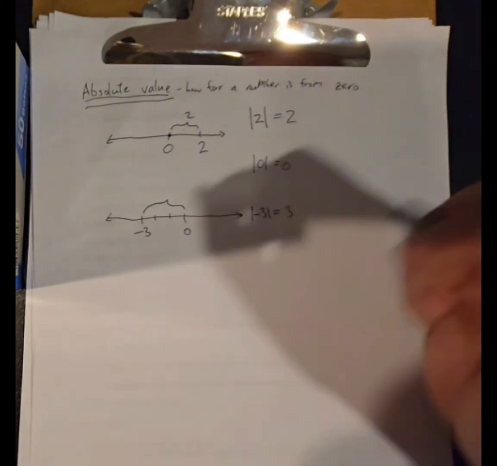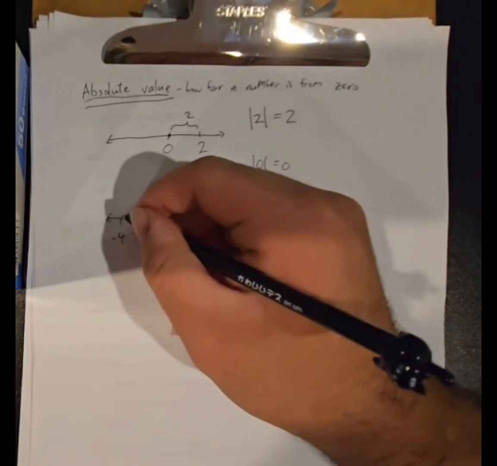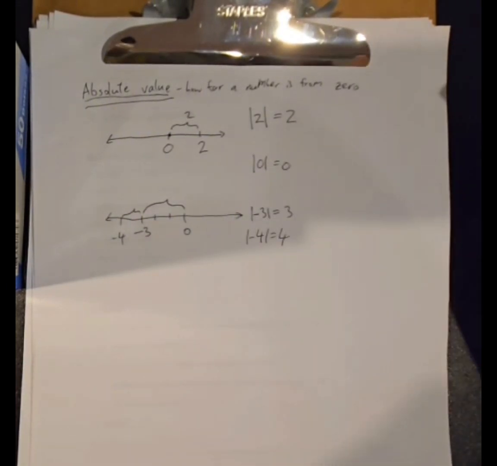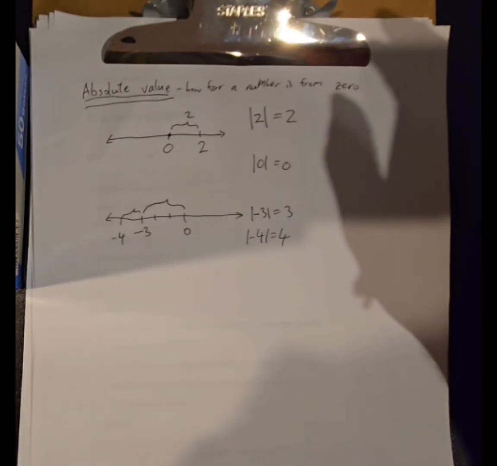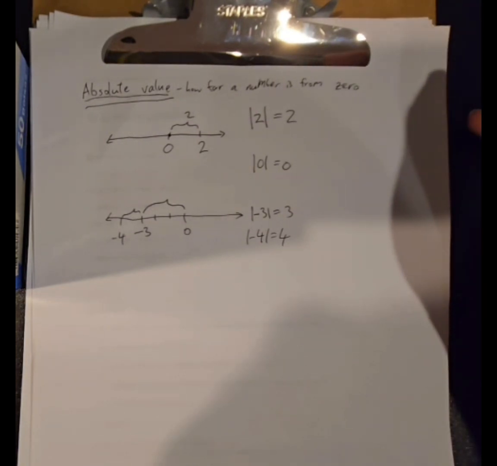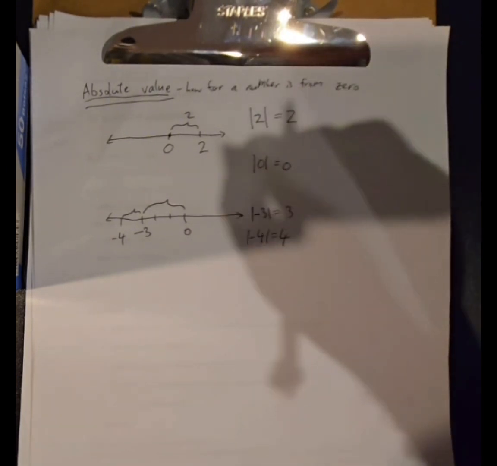Now you can probably see a pattern here. That makes sense, right? So absolute value of negative 4, it's 4 units away. So absolute value of negative 4 is 4. So, okay, at this point you're just thinking, if it's positive, the absolute value is positive, and if it's negative, the absolute value is just a positive version of the negative number. And that is correct, but it's not really the proper way to think about it.